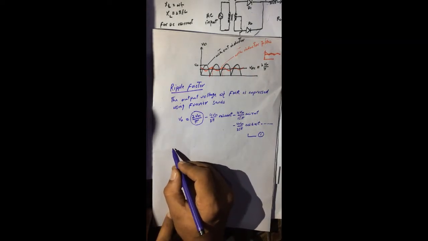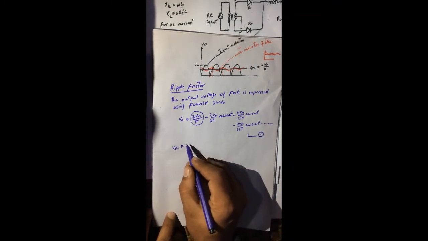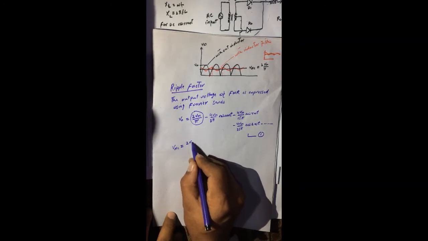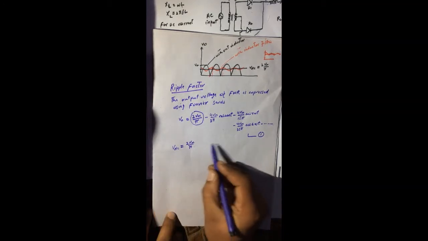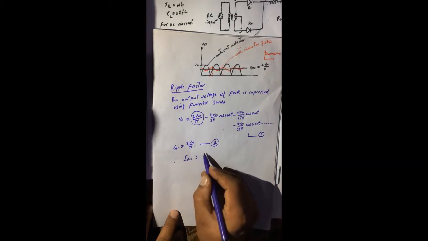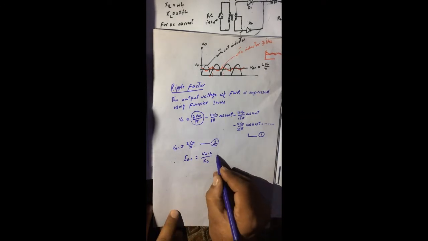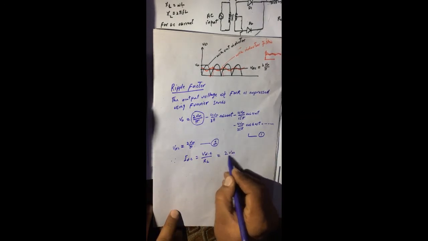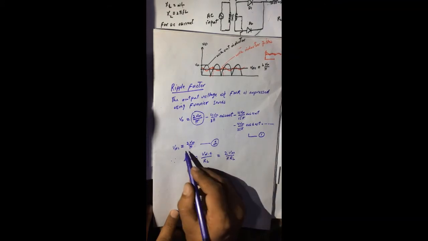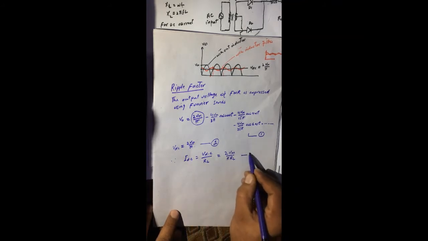So the DC voltage VDC, which we already calculated for the full wave rectifier, has the value 2Vm over pi. Let's say this is equation number 2. And the DC current will be equal to the DC voltage across the load resistor RL. I just put the value of VDC here, which is 2Vm over pi, so it's 2Vm over pi divided by RL. This is equation number 3.